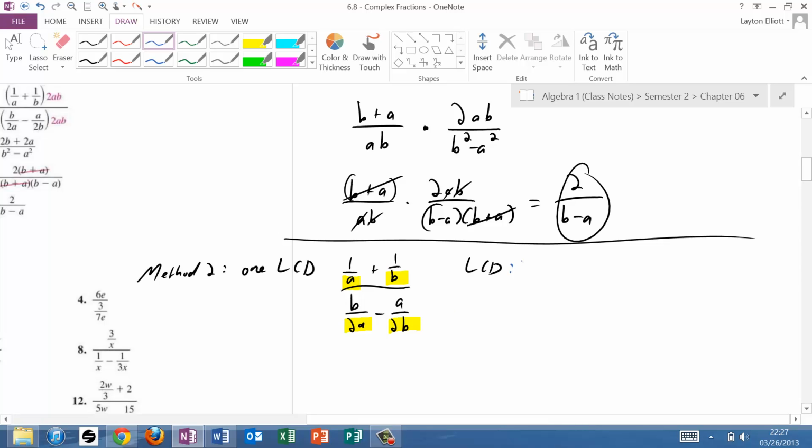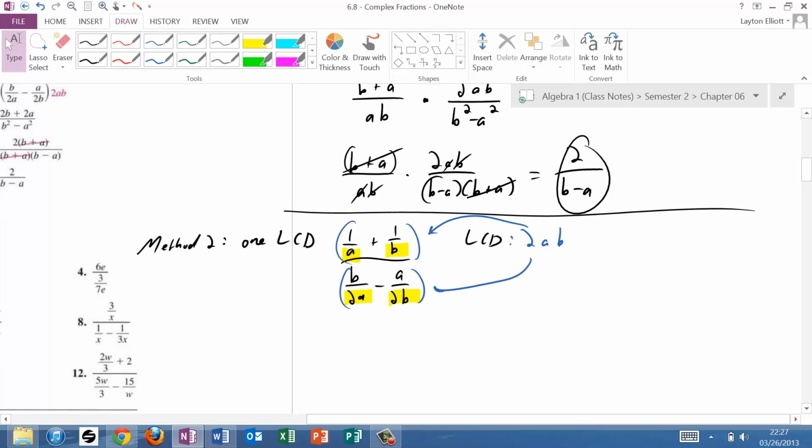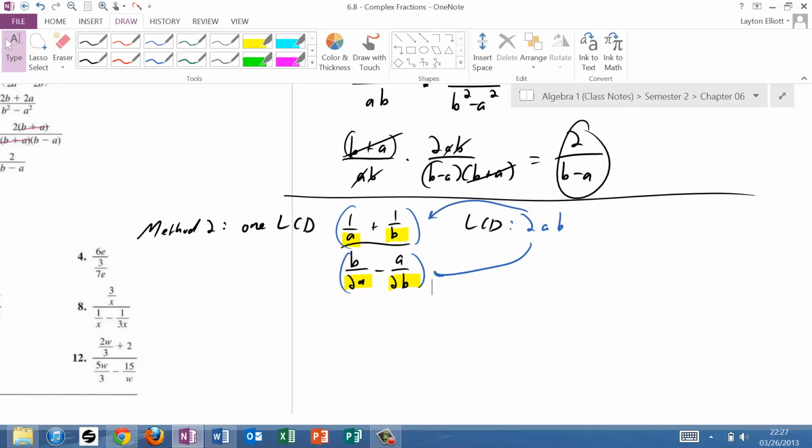Well, we have a 2, we have an A, and we have a B. And I'm going to multiply the numerator by the 2AB, and then I'm going to multiply the denominator by the 2AB. Because if I multiply the numerator and denominator by the same thing, I end up with multiplying by 1, and that's okay. So when I multiply the numerator by 2AB, I actually multiply it to both parts. When I multiply it by the 1 over A, the A's cancel, and I get 2B. Multiply it by the 1 over B, the B's cancel, and I get 2A. Denominator, my 2A's cancel, and I get B squared. And then minus, and my 2B's cancel, and I get A squared.